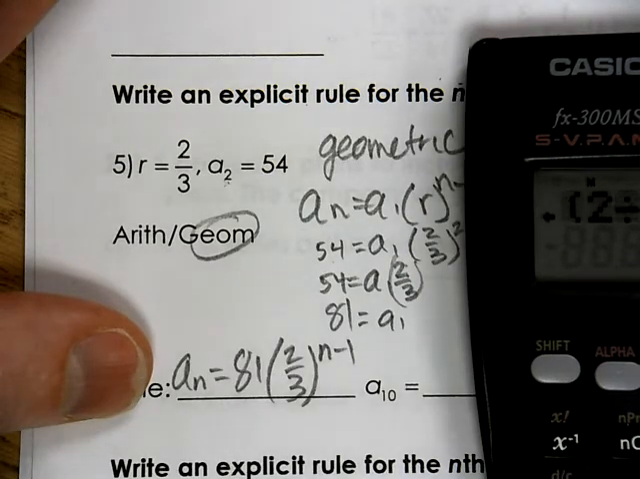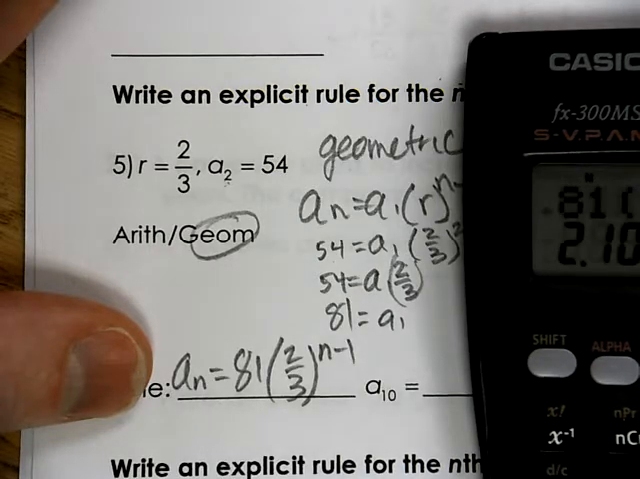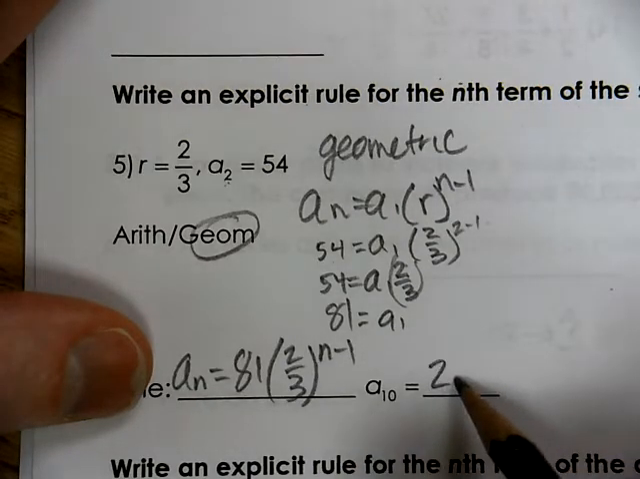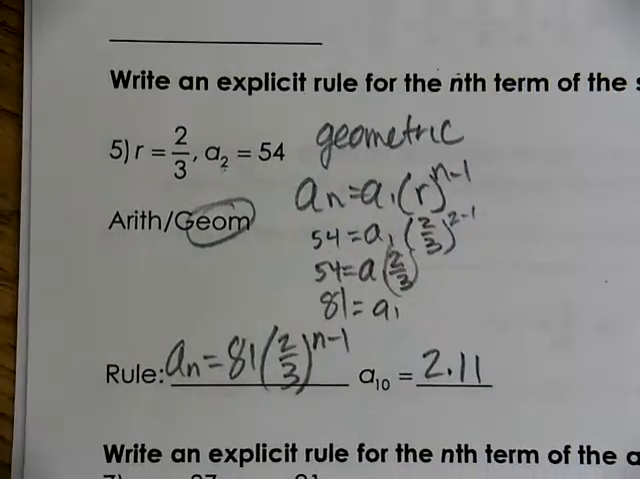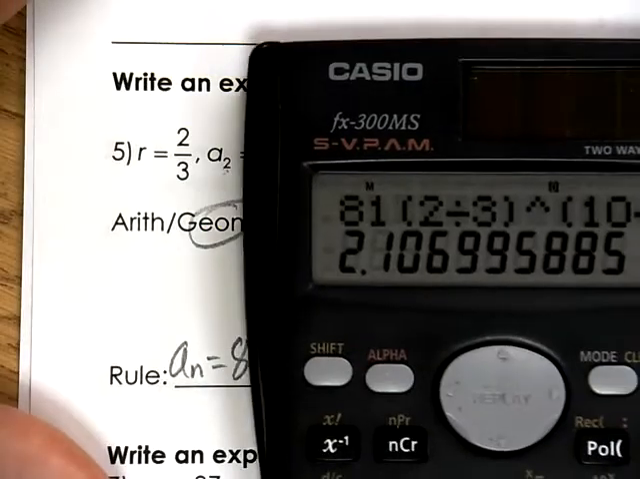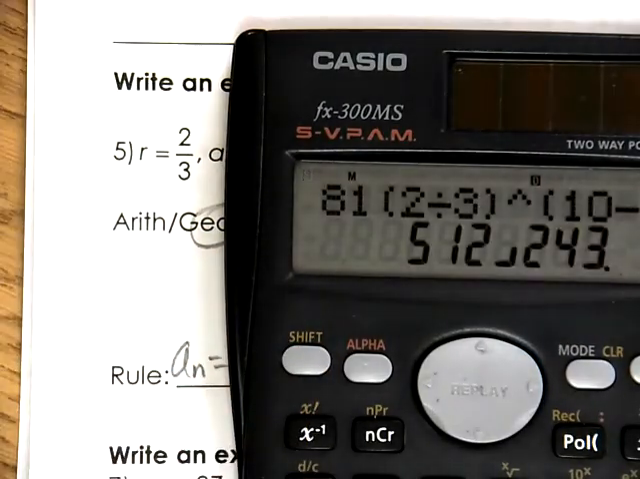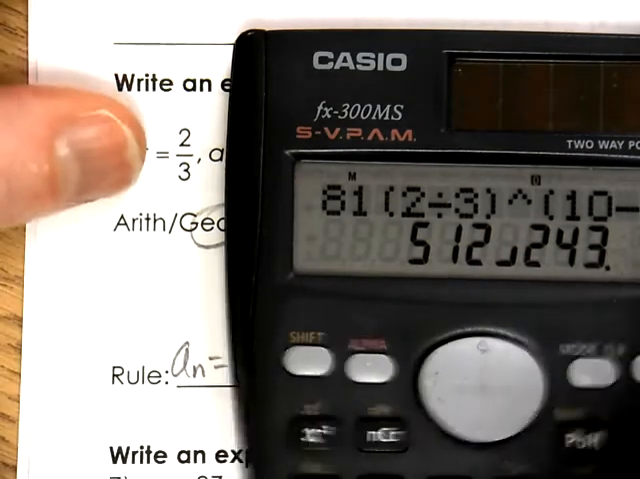Two minus 1, I should get 54. So then I should also be able to plug in a 10, and I'll get a much smaller number. So this is 2.11. And then with most calculators, you can hit a button and you can get the fraction version of that: 512 over 243.